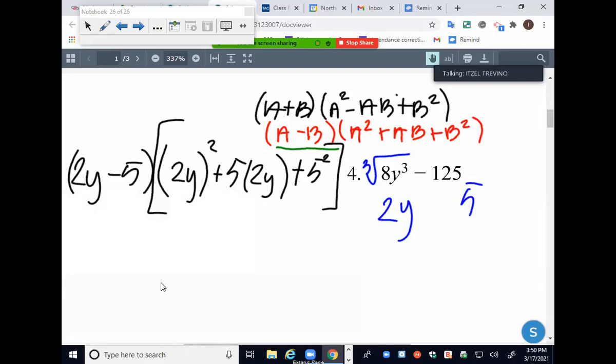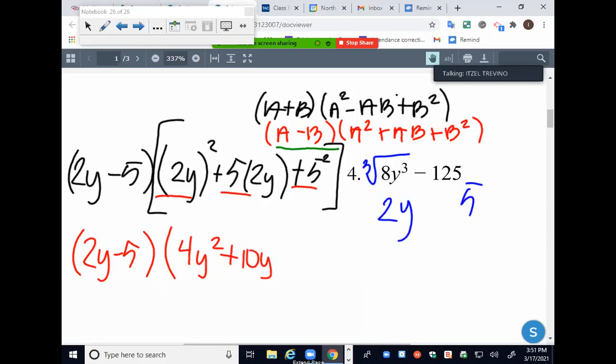What's my last step? Exactly. Simplify, right? So I can simplify all of these. I'm going to rewrite the first one. What's 2 squared? It's 4y squared, right? 5 times 2 gives me 10. What's 5 squared? 25. Awesome. So that's it. That's my answer. I finished.